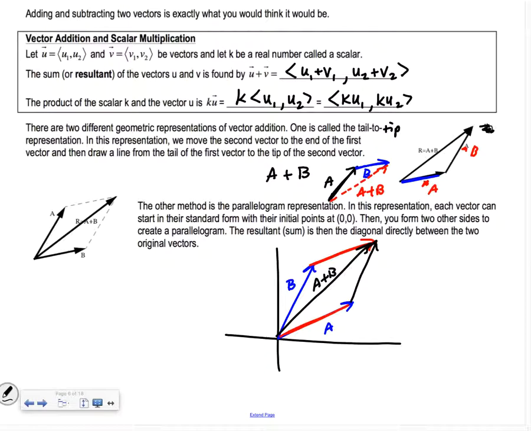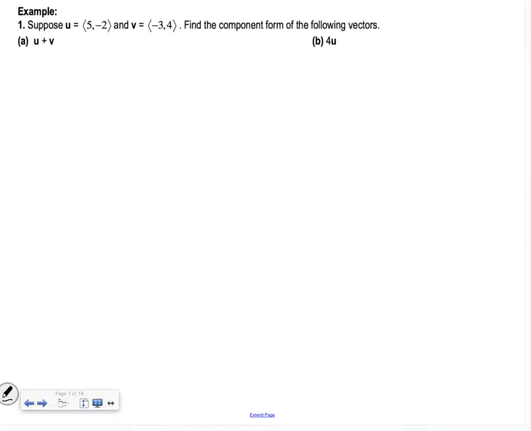All right, the really easy thing, though, I'm going to show you this real quick because this is on your homework. If you have 5, negative 2, and negative 3, 4, and I ask you for u plus v, it is not rocket science. It's exactly what you think it is. It's taking the 5 plus the negative 3 and the negative 2 plus the 4, and you get 2, 2. Can you all handle that?